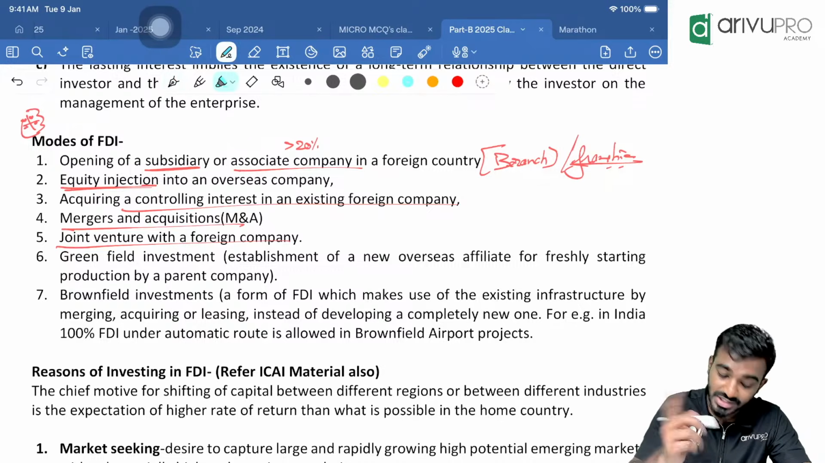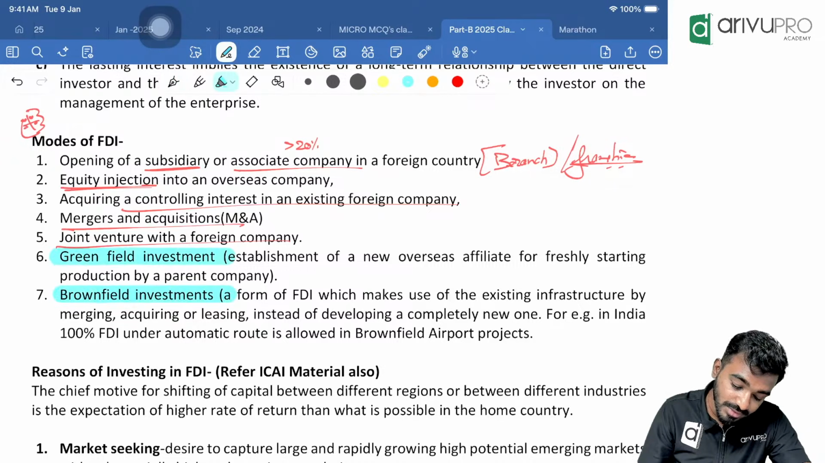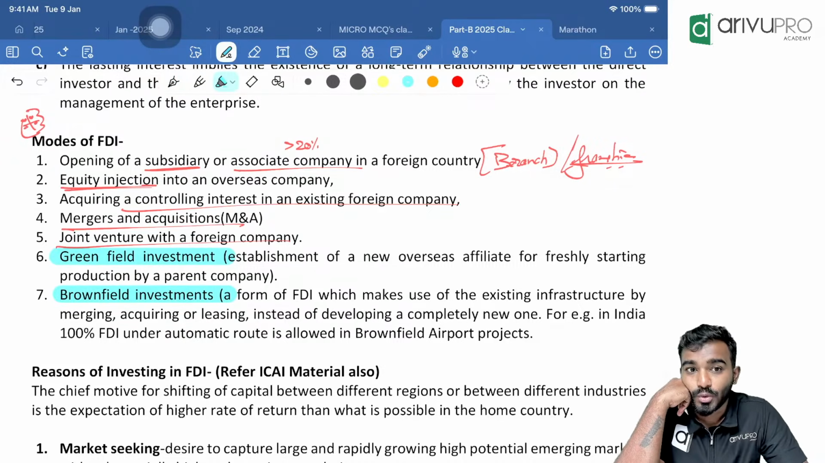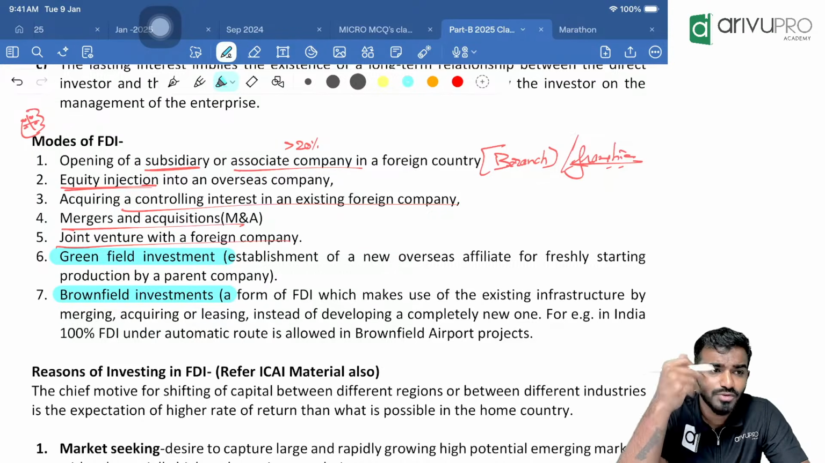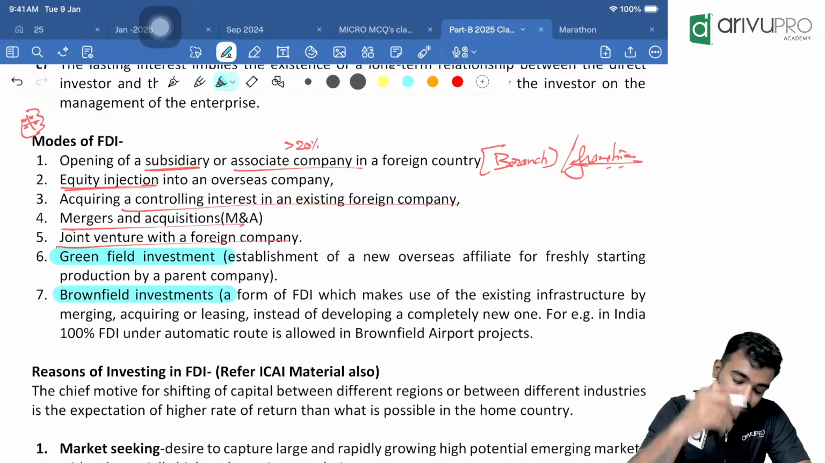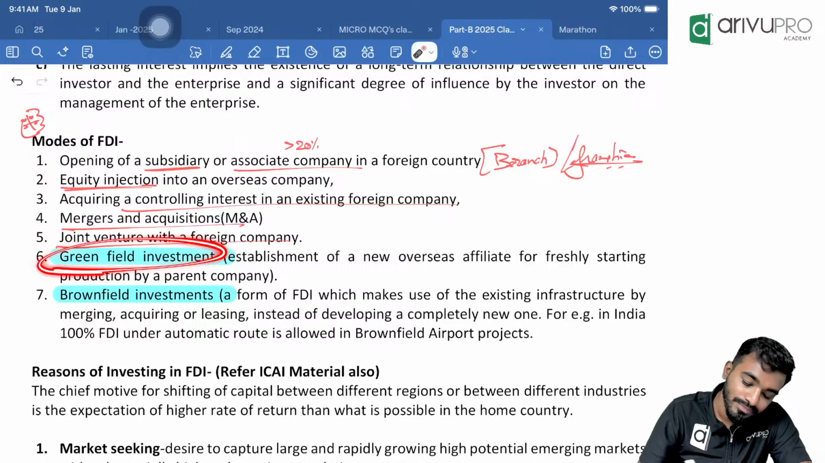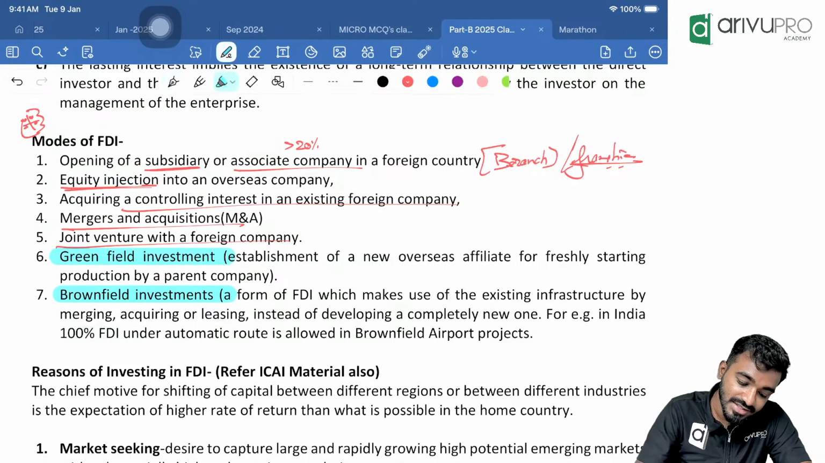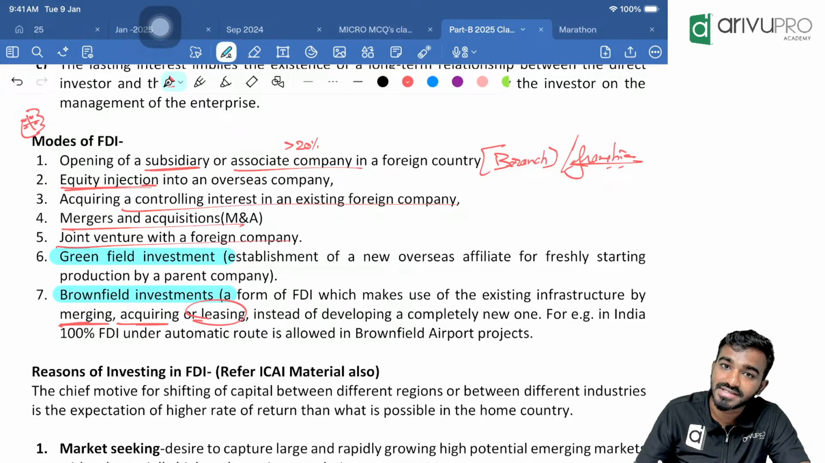In this, the most recently repeated question is brownfield investment and greenfield investment. What is greenfield? Completely fresh investment. There was no infrastructure, there was no setup. The foreign company will come and set up everything from scratch. That is called greenfield investment. Brownfield: facilities already exist, and we are coming and taking over, or merging, or acquiring that, or taking it on lease, and then we are running it.